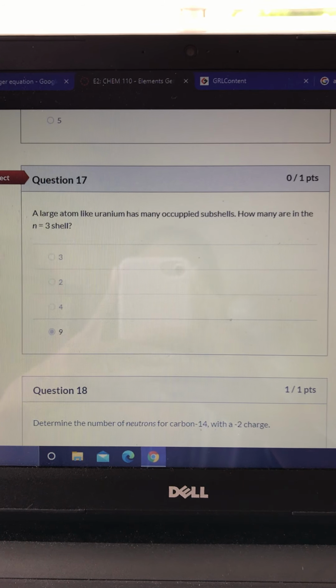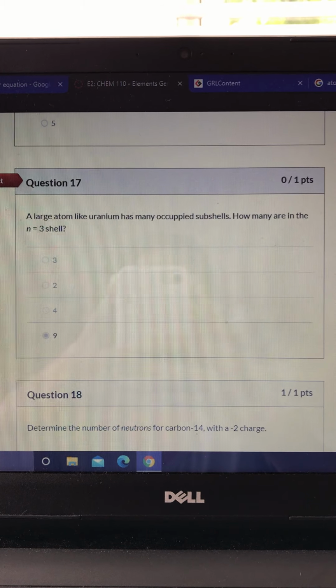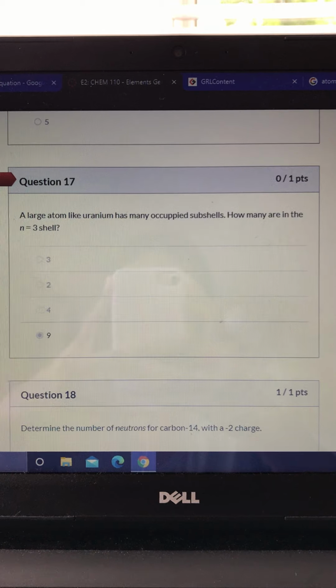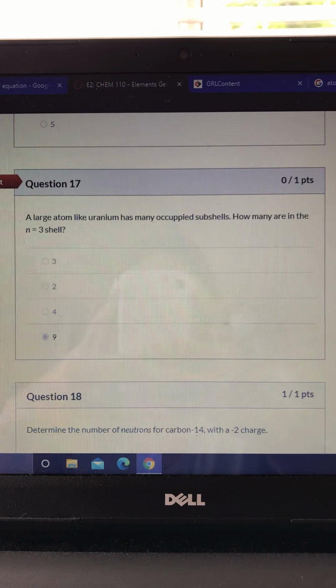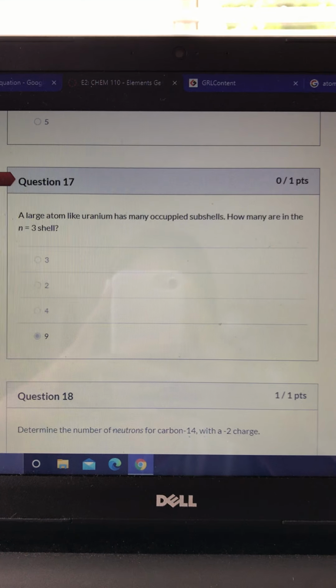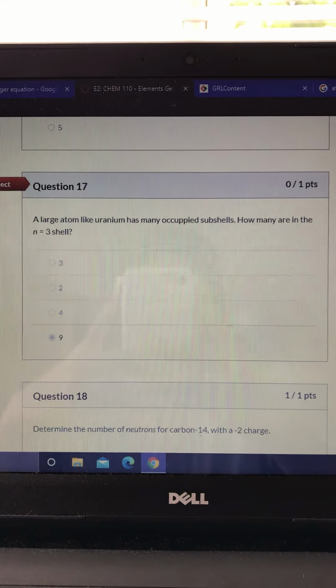All right, so the question we are looking at today asks, a large atom like uranium has many occupied subshells. How many are in the n equals 3 shell? Now, if this is all new information to us, we're going to have to go back and define some things in order to better understand what the question is asking us.